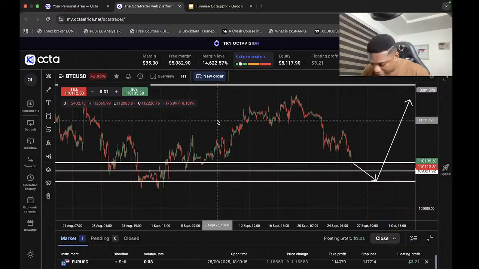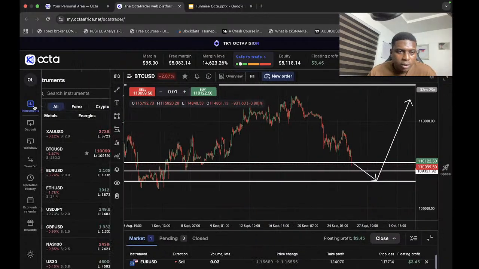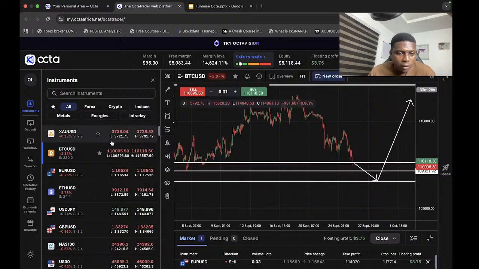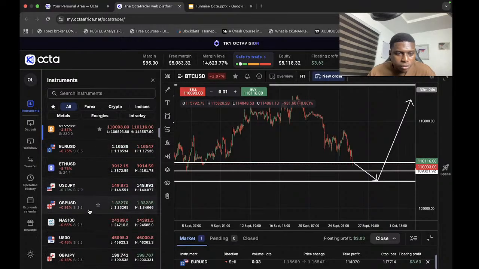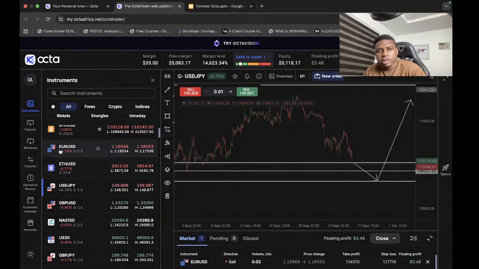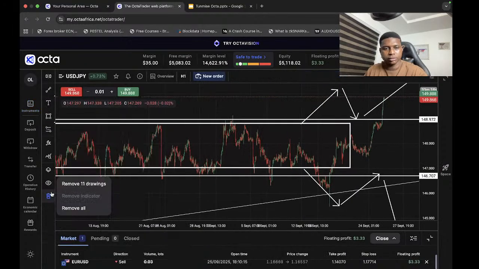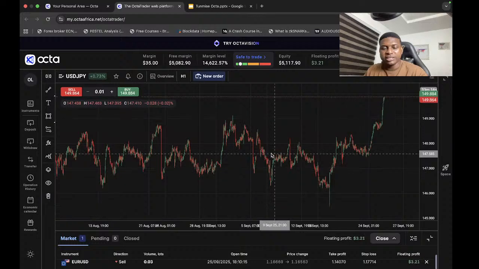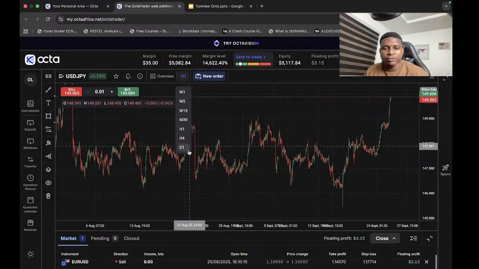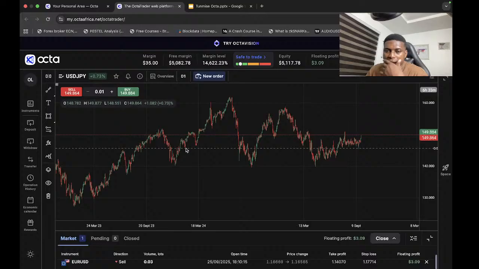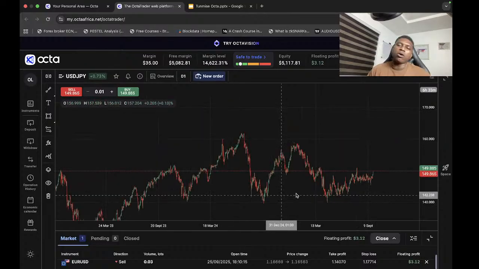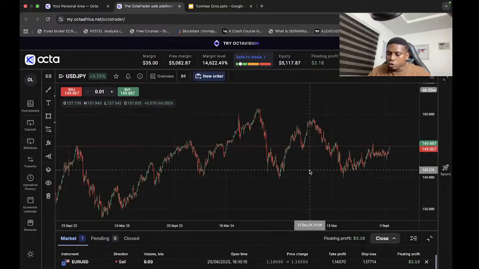Okay, any other currency you want us to look into? All right, let's just look into USDJPY. Now, there are some interesting moves on USDJPY. So first thing first, let's map out levels of support and resistance, which would help us identify the current market structure.